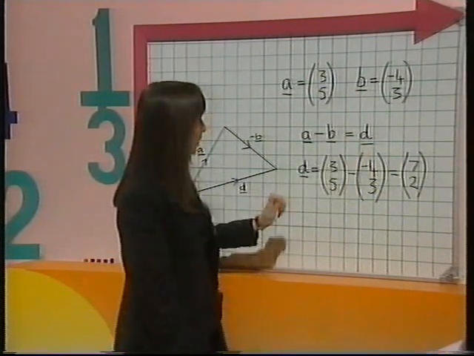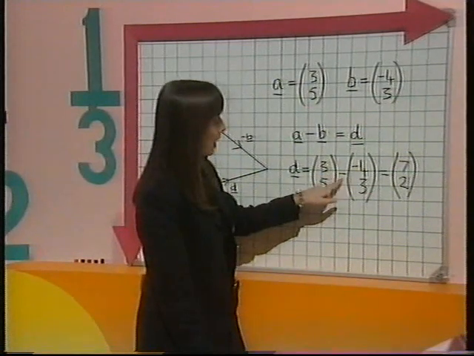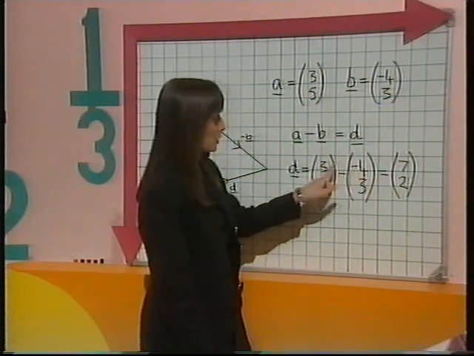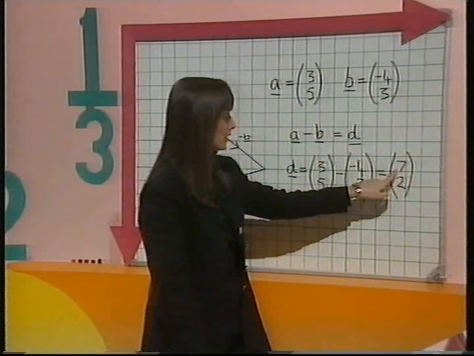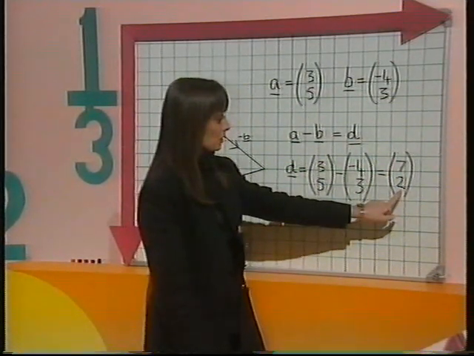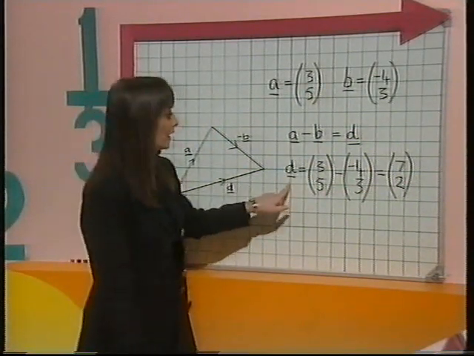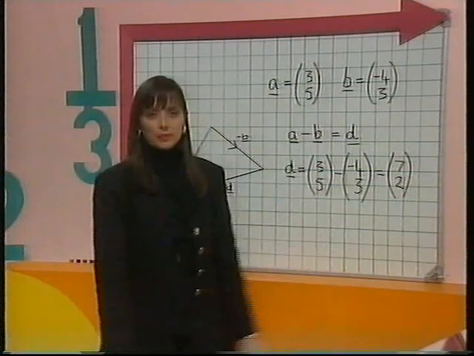And if we put in the column vectors, we have d equals 3 minus 4, which is 3 plus 4, to give 7, and 5 minus 3, which gives us 2. So the column vector of the resultant vector d is 7, 2.